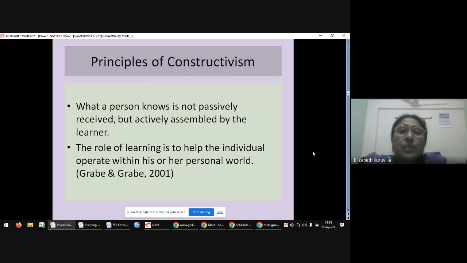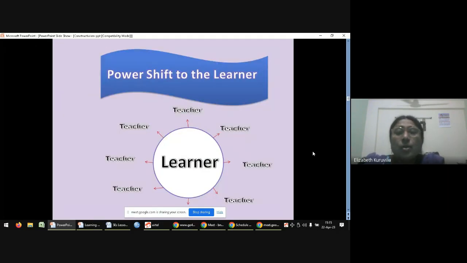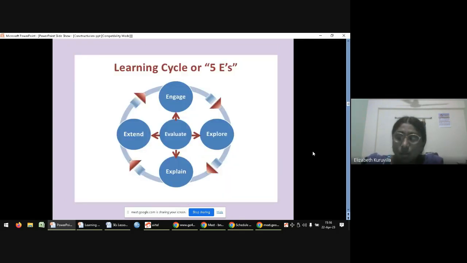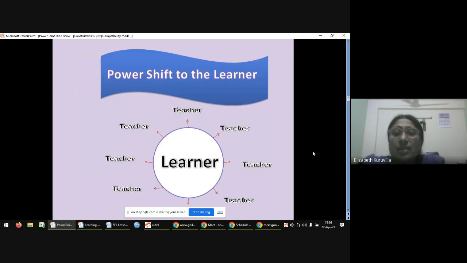Now we will come to the principles of constructivism. What a person knows is not passively received but actively assembled by the learner. The role of learning is to help the individual operate within his or her personal world. That is an important principle. Now you can see the power shift to the learner. The learner is at the center and the power shift is away from the teacher. That is happening in constructivism. Whereas in the traditional classroom behaviorism, the teacher is at the center and the power is over the learner.